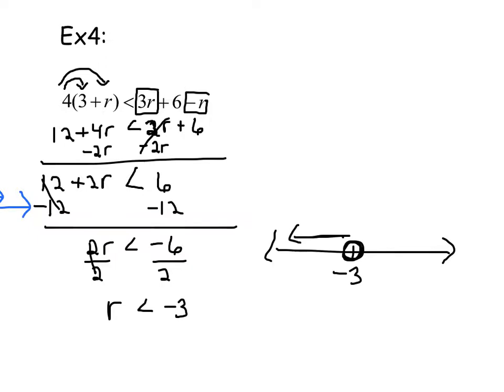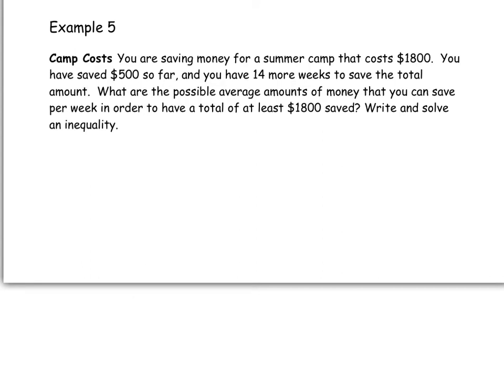All right, let's move on to some word problems. All right, camp costs. You are saving money for a summer camp, and the camp costs $1,800. You have saved $500 so far, and you have 14 more weeks to save the total amount. So what are the possible average amounts of money that you can save per week in order to have at least $1,800 saved? Write and solve an inequality.